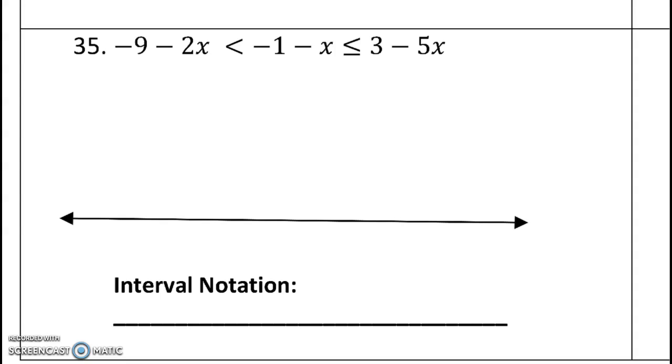What do I do first? Very scary. First, I'm going to get all of my x's together.